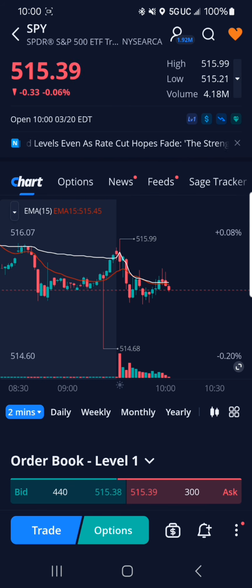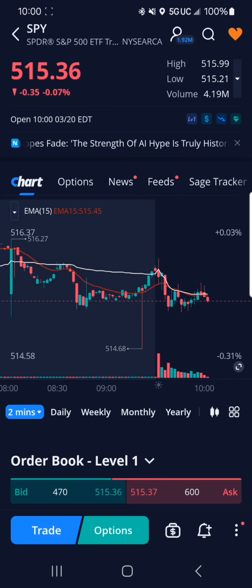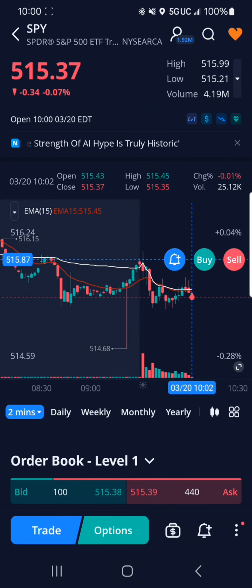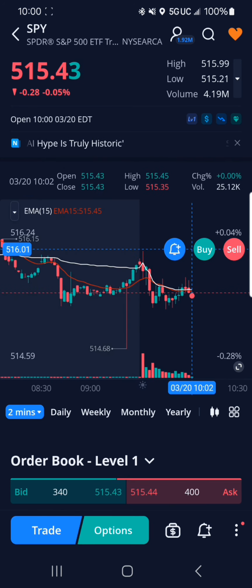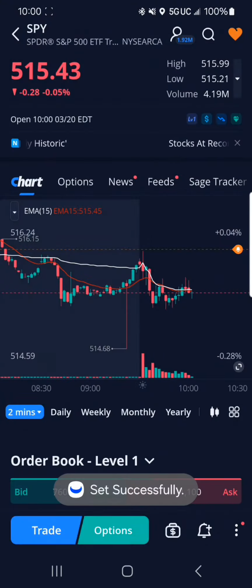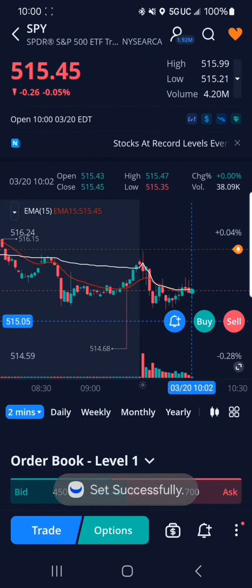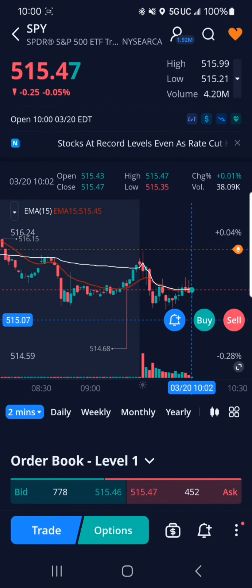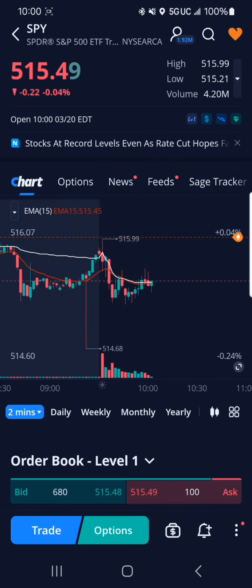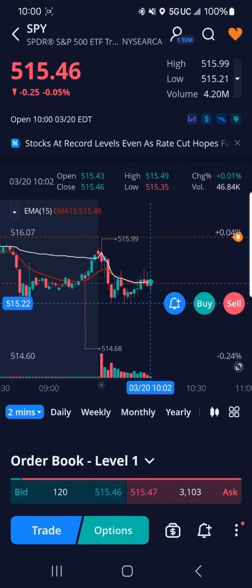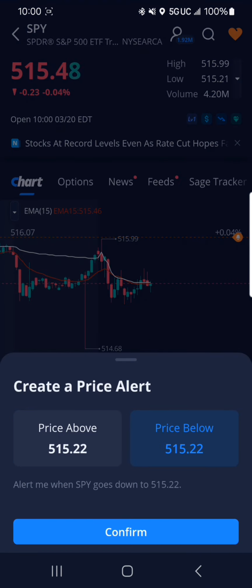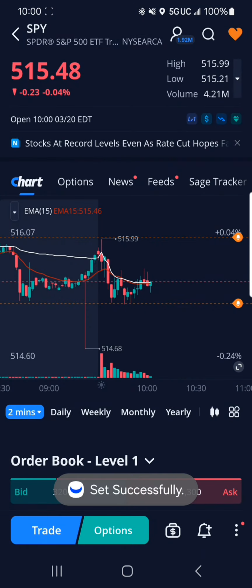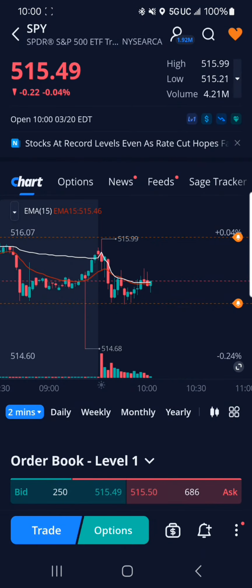Right now what I'm going to be doing is marking the highest point that the stock's been since it's opened, which is up here at 516.01, and then down here, that was pre-market, that last level. So since it's open, it's only really been as low as 515.22. So let me mark the 515.22, and that's going to be the low point that it's been.